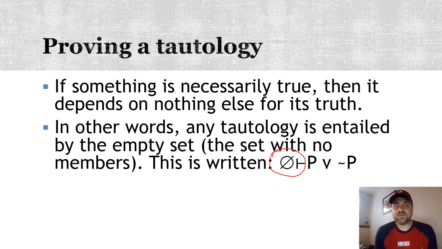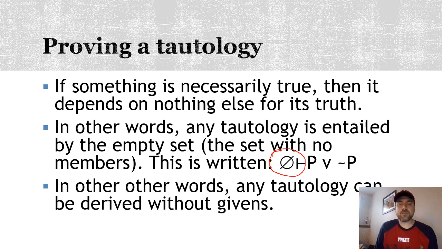And so any tautology is going to be entailed by the empty set, that is a set with no members. Because every tautology doesn't depend on anything for its truth, it is entailed by literally nothing, right? So it's not that nothing entails a tautology. It's rather that a tautology is entailed even by nothing, right? That's the sense in which we want to see that. Okay, so any tautology can be derived without any givens, right? You can just start with nothing on your proof and end up deriving a tautology.